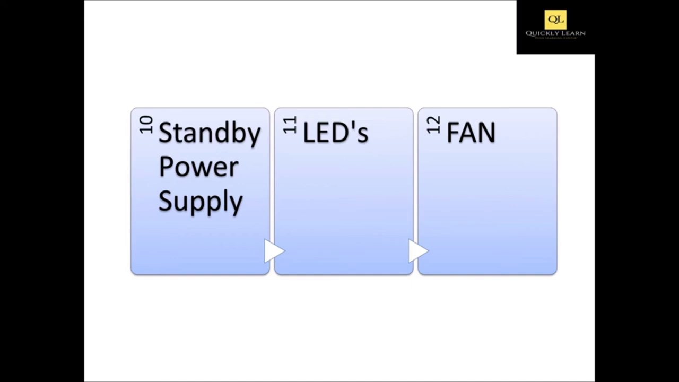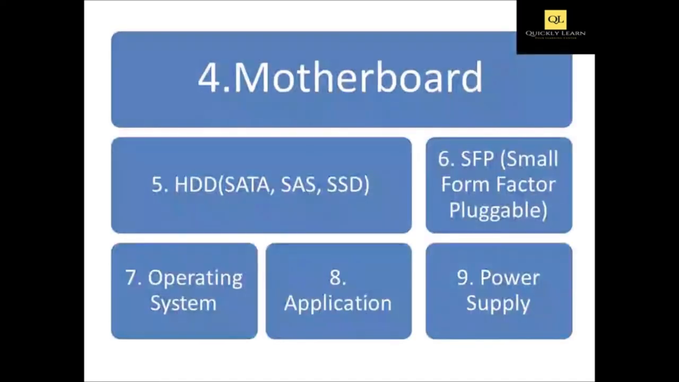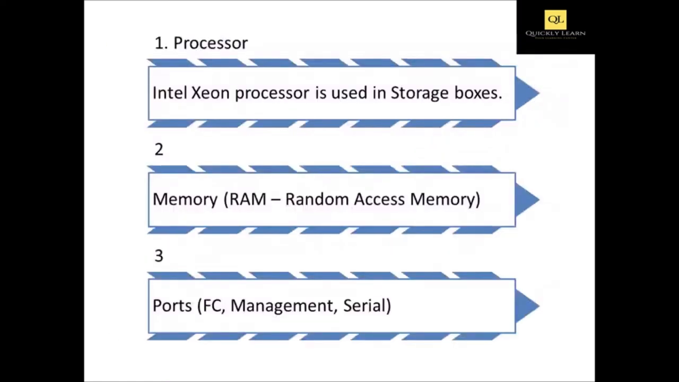Then the eleventh component is the LEDs. LEDs show the status of each and every component attached to the storage. Different colors are there. Green indicates that everything is fine. Amber light shows a warning. And if a red light is there, that means something is critical in the storage. And the twelfth component is the fan. The fan is required for cooling purposes. So storage is made up of all these 12 components.